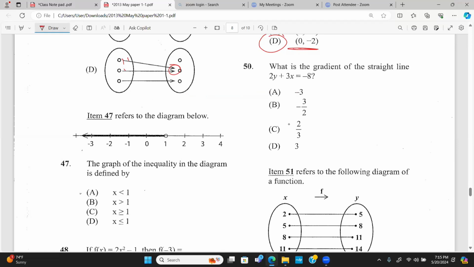So when you watch it, you hear what I say. Was just added information. All right, for this one, it says, what is the gradient of the line?